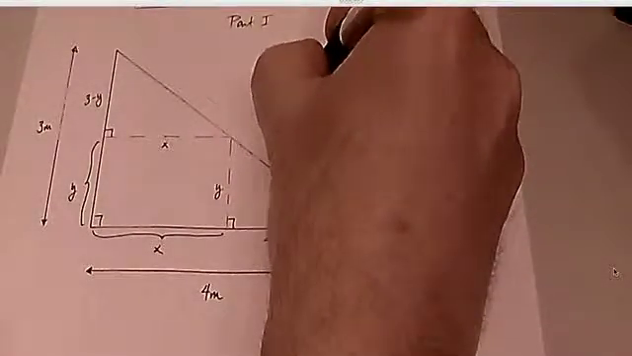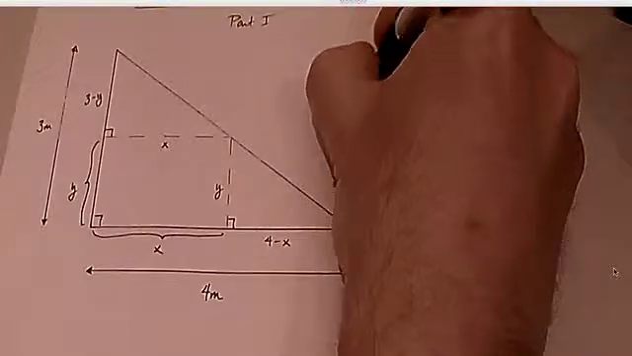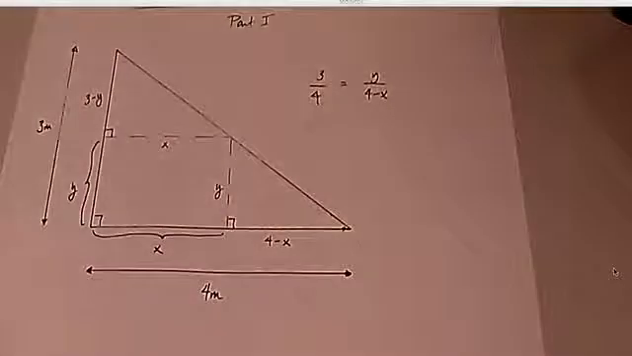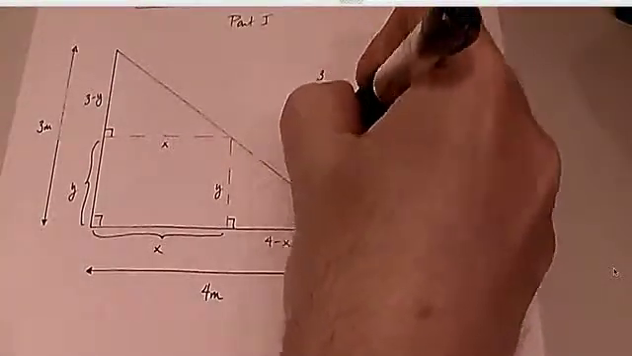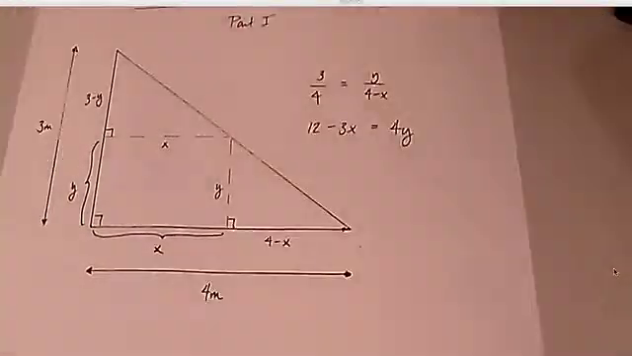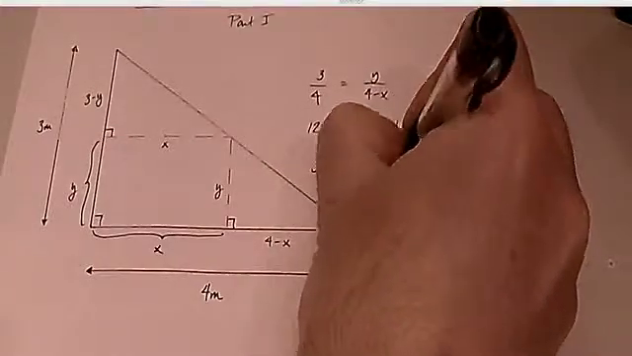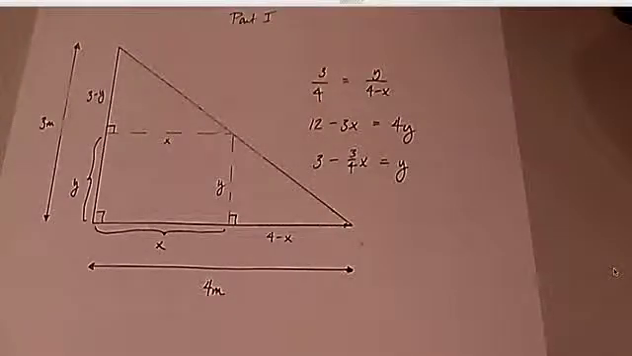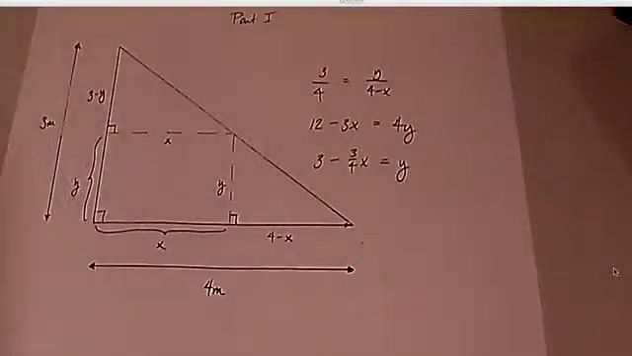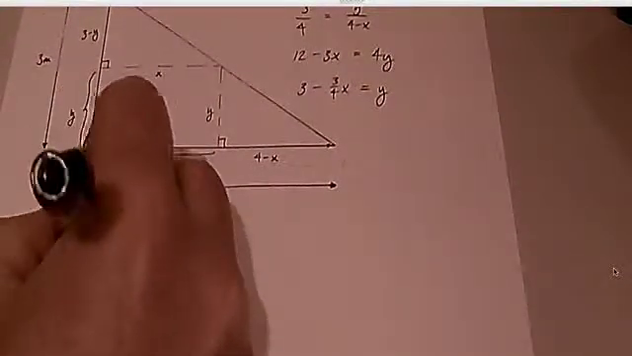And I know that that large triangle gives me a 3 to 4 ratio, whereas this over here gives me a ratio of the same sides of 4 minus x. And then I just want to solve for y. So I have 12 minus 3x is equal to 4y, or 3 minus 3/4 x is equal to y. Now that's going to be pretty important because I'm trying to maximize an area, right? Well, if I'm trying to maximize an area, I need to set up that area that I'm maximizing.